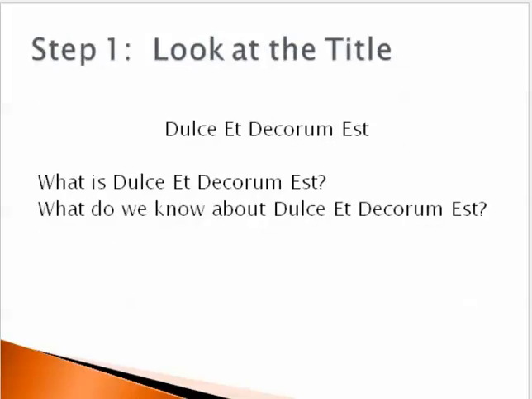So the first step in analyzing any poem is to look at the title. The title of this poem is Dulce et Decorum Est. Sam, I know that you've read the poem, but I'm not sure about the rest of you. If you've read the poem, can you give me a happy face? Sam's our expert here. Sam's also doing a project on the poem.